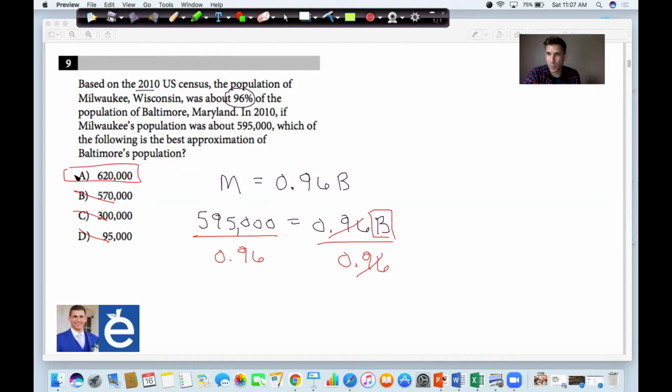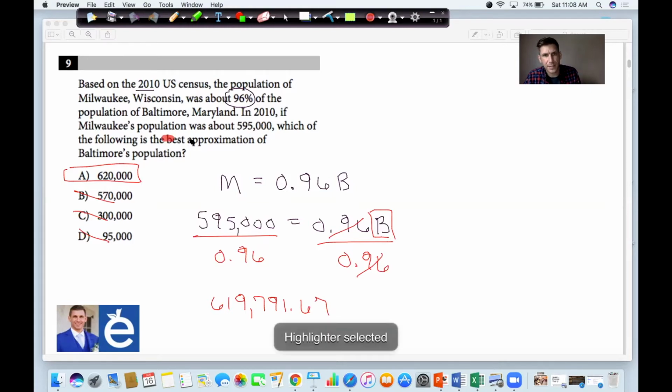But what's more important is that you know how to do this, not just that there's only one answer. Because what happens if they gave you 610,000 or 605,000? You would still need to be able to do the math. So 595,000 divided by 0.96, and just to be clear, you end up getting 619,791.67.